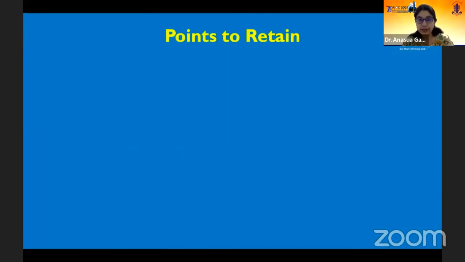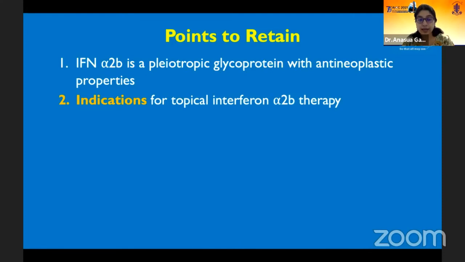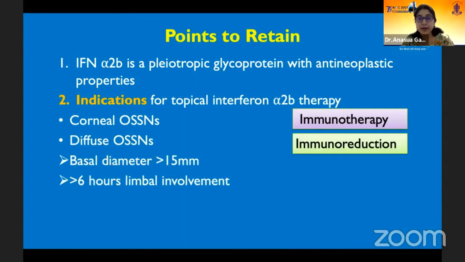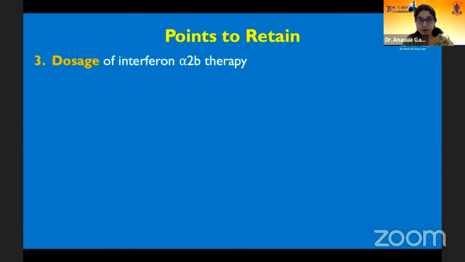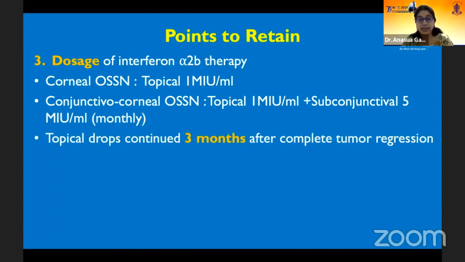So with this, as I'm nearing the end of my presentation, the points to retain from this presentation are: the interferons are glycoproteins with anti-neoplastic properties. The absolute indications of interferon over surgery are immunotherapy in corneal OSSNs, immunoreduction in diffuse large OSSNs, and immunoprevention when the margins are positive post-excision biopsy. The dosage varies, topical 1 million international unit and subconjunctival 5 million international unit is what we are using. We give it at least for 3 months after complete tumor regression to take care of the microscopic residues. Long-term follow-up post-resolution is of utmost importance.